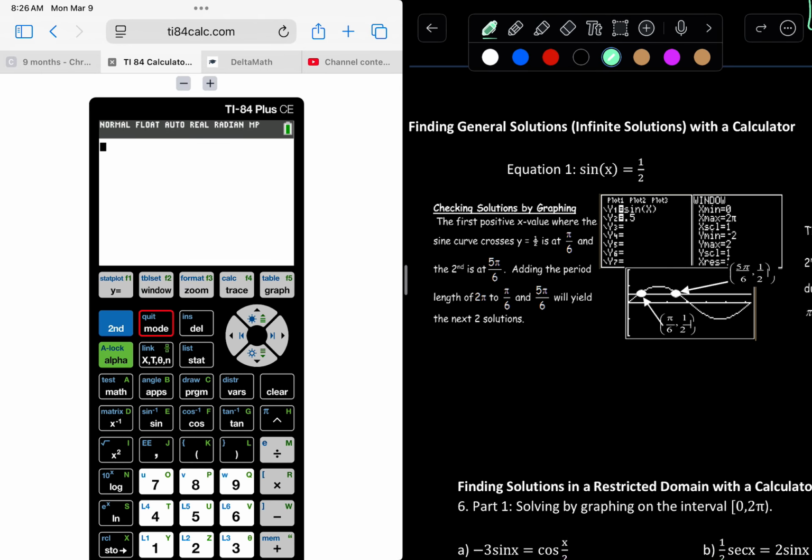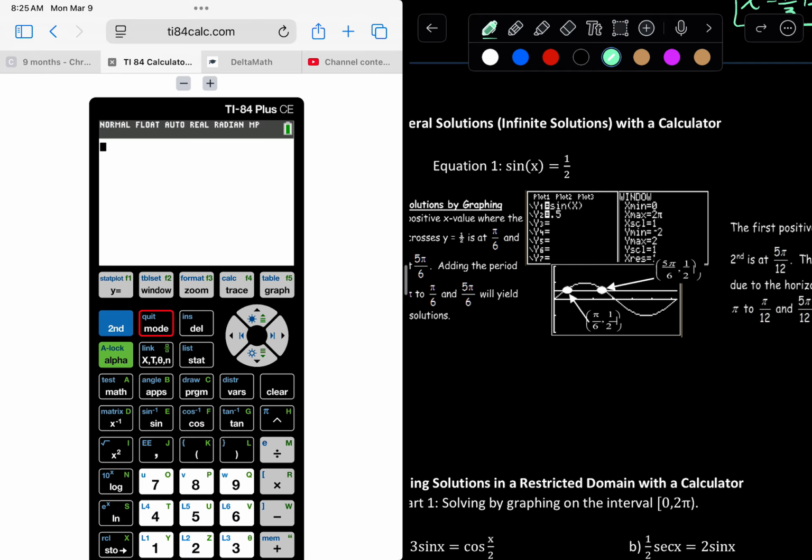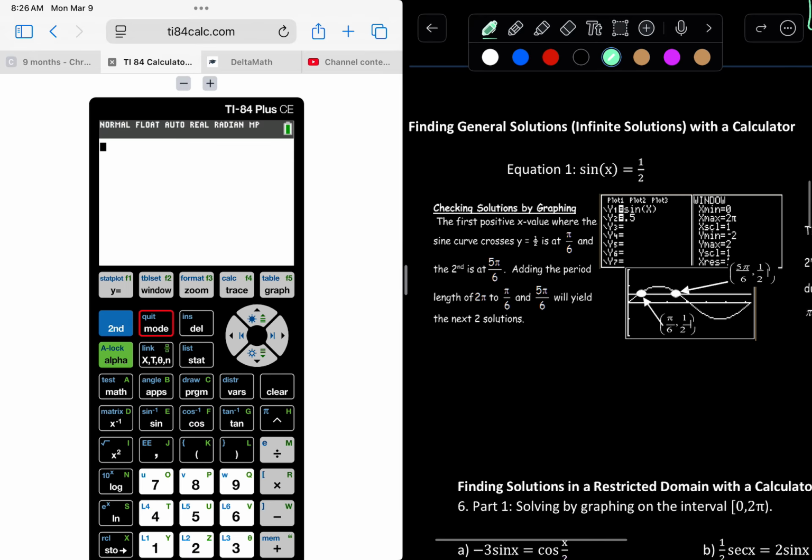This next video is on finding general solutions, also known as infinite solutions, with a calculator. As we go throughout this unit, these instruct you to use a calculator, but you will not be told to use a calculator unless it says solve by graphing, which then you would just include a sketch of what you see on your TI-84.